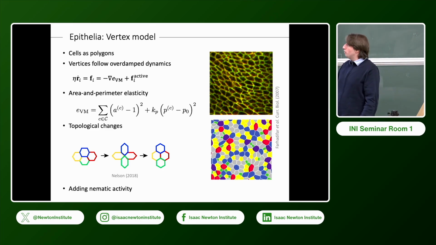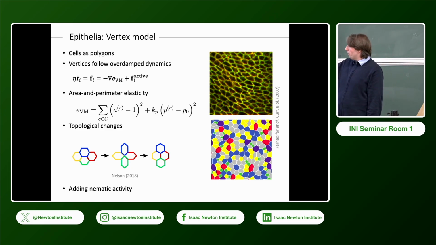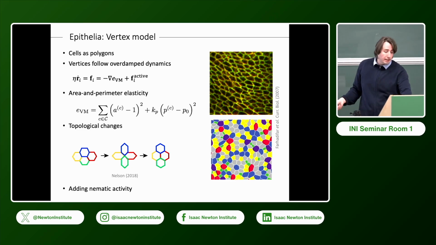Now lastly, what we need to add to the model is topological changes. So for example, if a junction between two cells becomes very short, the network gets restitched so that the two cells that previously weren't in contact now are, which in practice ends up looking like this.